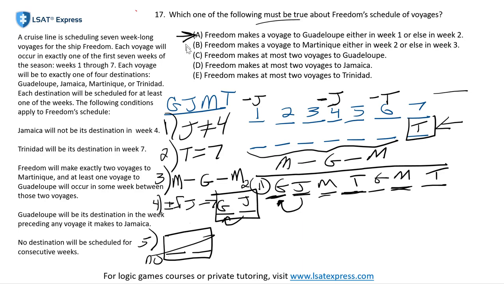Suppose I look at answer A. Freedom goes to G in either week 1 or week 2. Is that a must be true? Does that always have to be true? Well, I've run out of room here. I can't write out what we wrote next to every single question. But in the previous questions, we pretty much saw a G in either slot 1 or slot 2 in each of those answer choices.